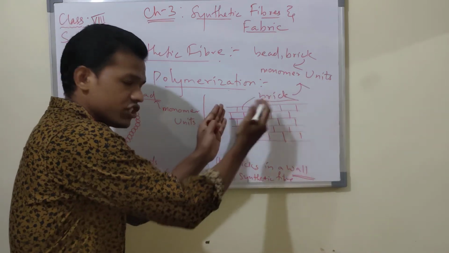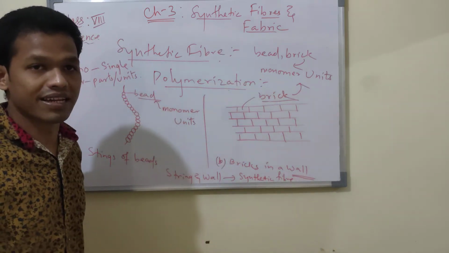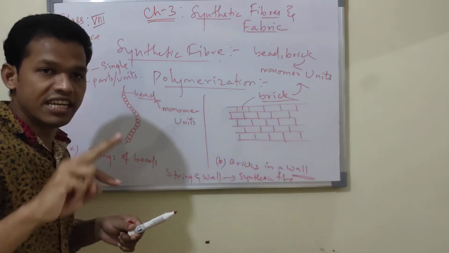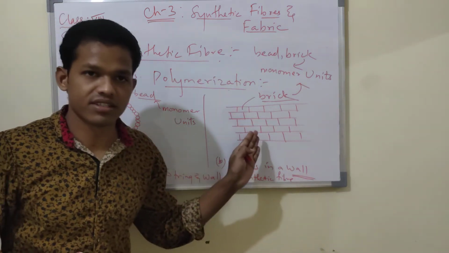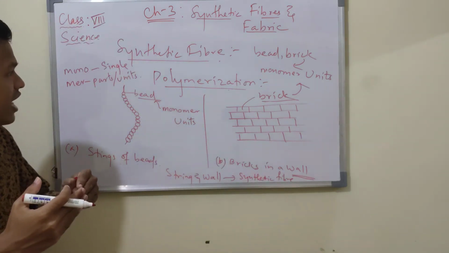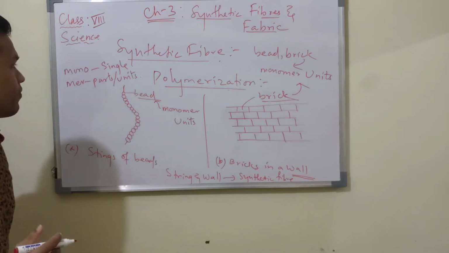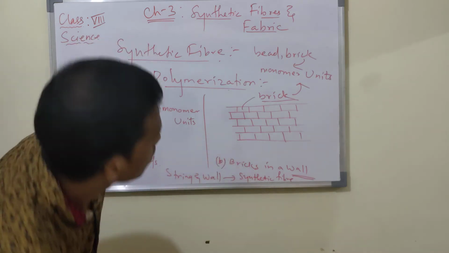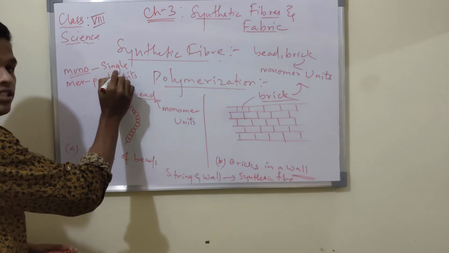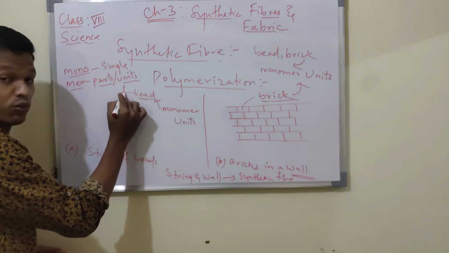These bricks are joined together in a linear fashion or a cross-link fashion. There are two arranging methods in this linking of these monomer units. So many monomer units combine to form a single large unit, which is called polymer. What is it called? Polymer. I hope you understood. Mono means single. Mer means parts or units. Here, this bead is one part or one unit.